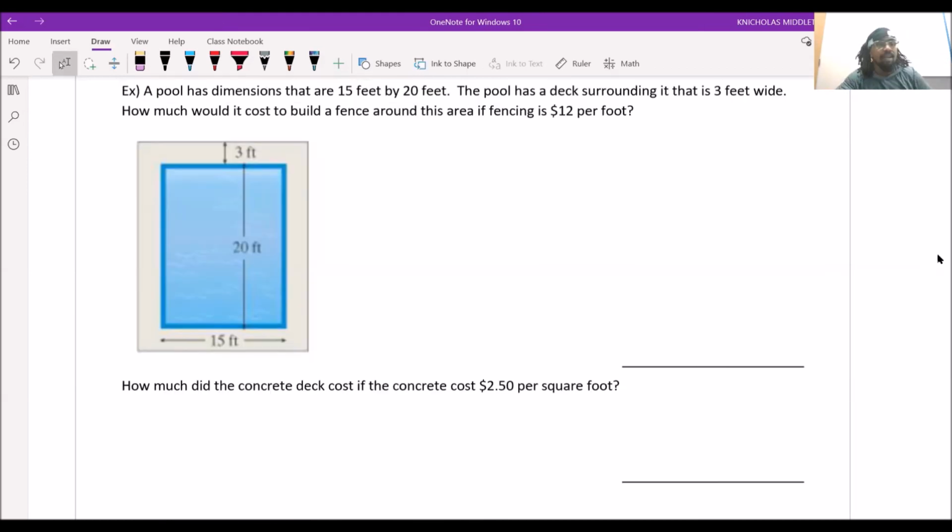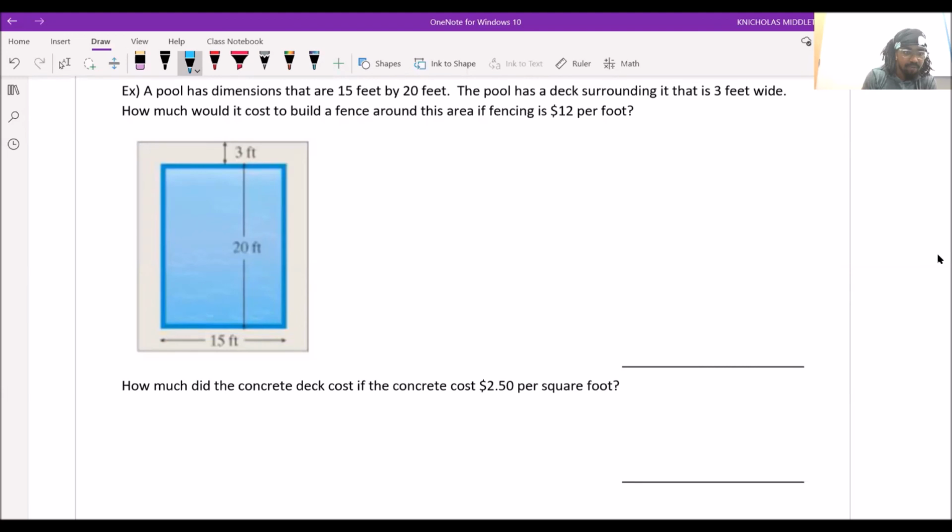So two ways there. A pool has the dimensions of 15 feet by 20 feet. The pool has a deck surrounding it that's 3 feet wide. How much would it cost to build a fence around this area if fencing is $12 per foot? Okay, so here's how we'll do it. We need to make sure that we know how much fence we need, right? So as we talk about the fence, remember that we don't want to just pull in the fence. Otherwise, we have to jump over the fence to swim, and worse, jump over the fence to get out of the swimming pool, right? So we have a 3-foot walking path or deck around it.